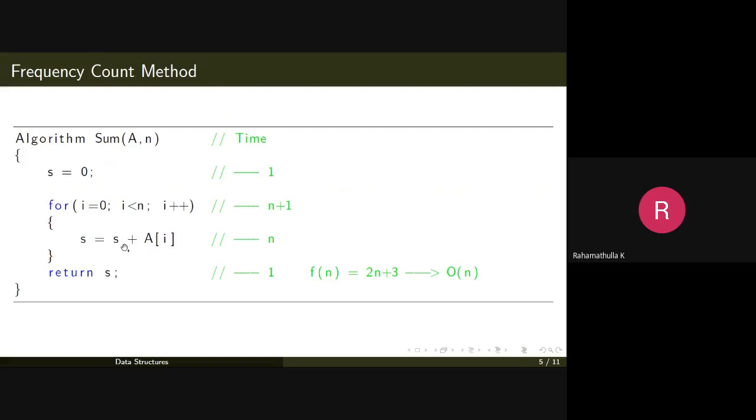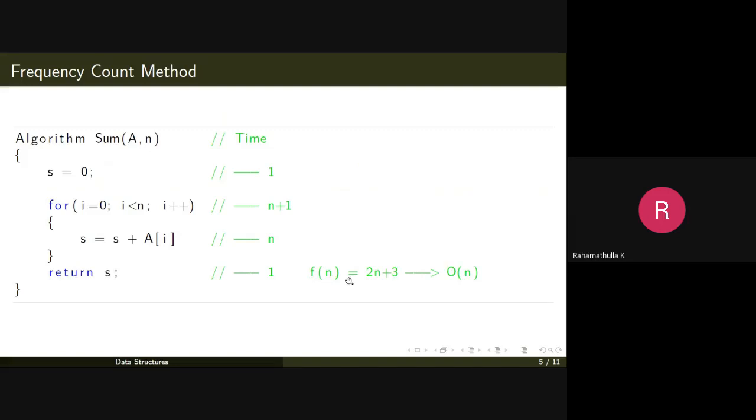And this particular statement is executing n number of times. When i equal to 0, this will be executed once. When i equal to 1, it will be executed once again, and so on, up to i equal to n minus 1. For i equal to n it will not execute, so it executes n times. Return s will be executed only once. Now we can calculate the total time taken as a function of n equal to 1 plus n plus 1 plus n plus 1, so it is equal to 2n plus 3.